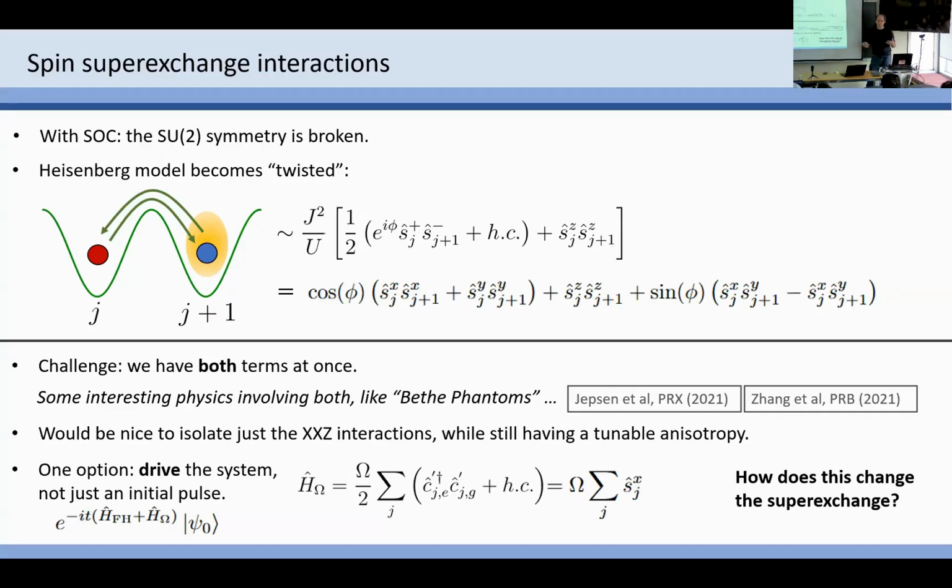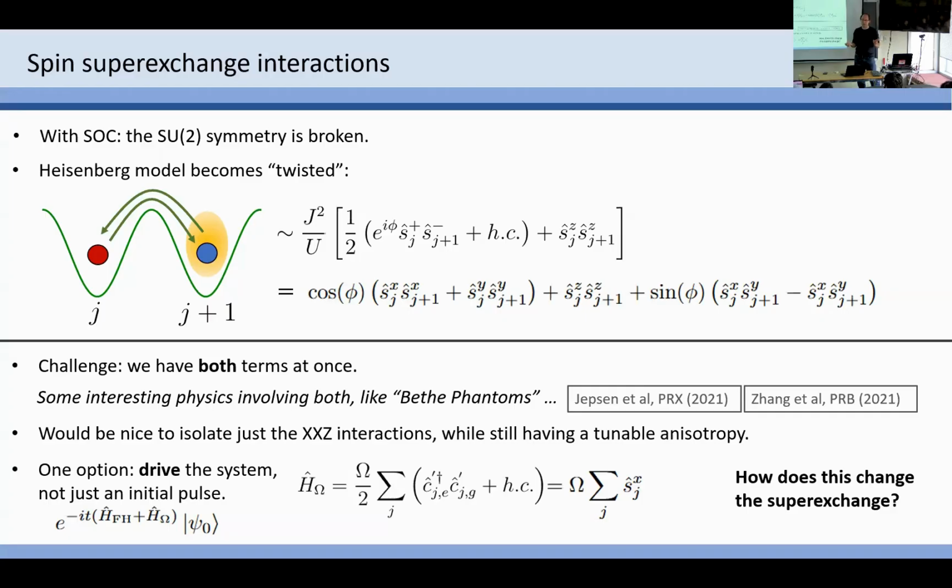There are some interesting properties of this whole model, just as it is, that have been explored. People talk about Bethe phantoms and stuff like that in some of these papers. But it would be nice to just isolate, for example, the XXZ interactions, these first two terms, and still be able to tune the ratio between the coefficients. Because as I will show you, that is beneficial to entanglement generation.